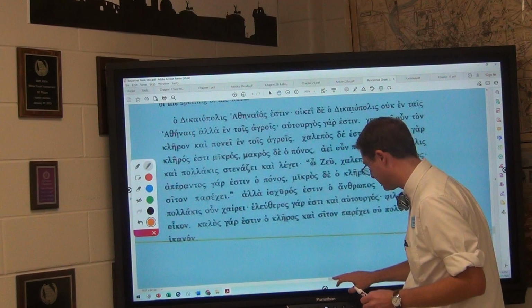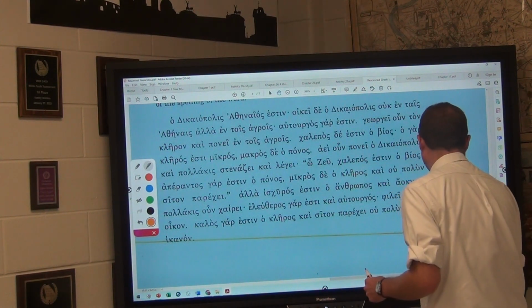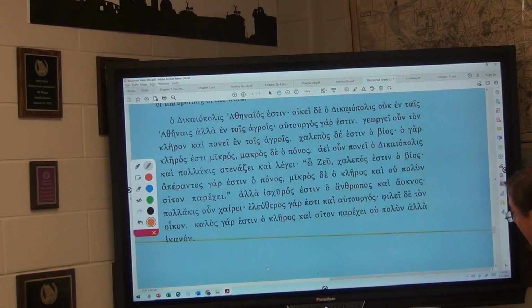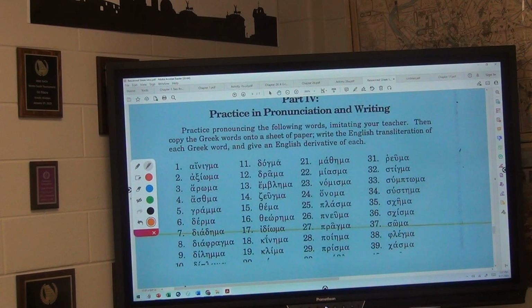So, that is it. So we leave behind our breathings, but I will say, people all the time leave them off. Every single time you ever write a Greek word, you have to have it there.